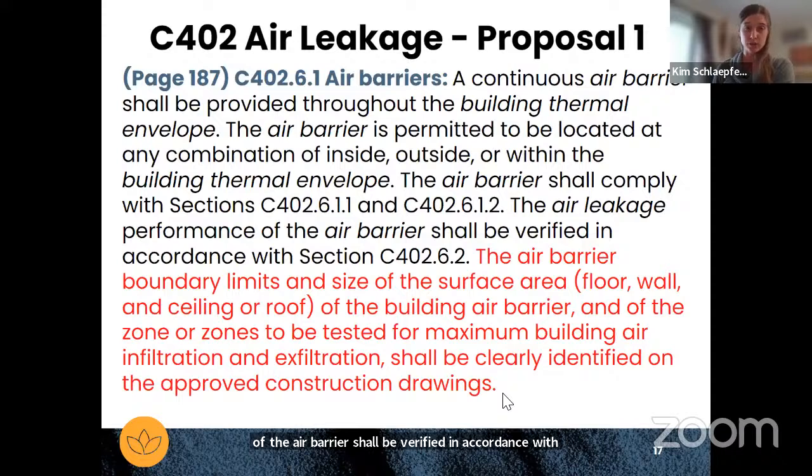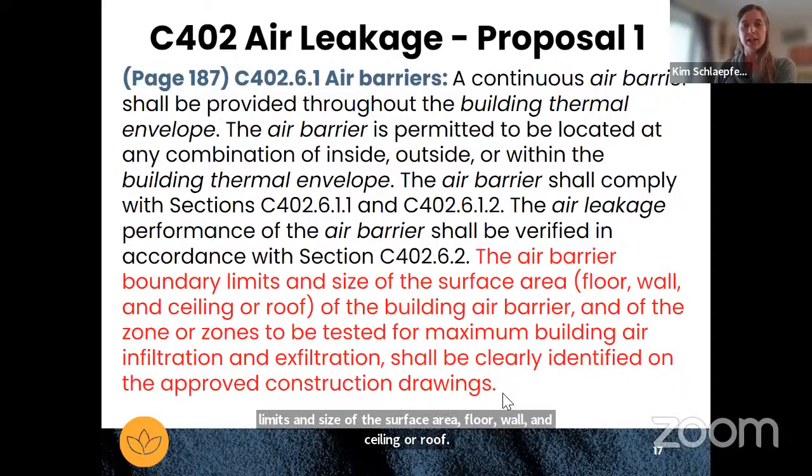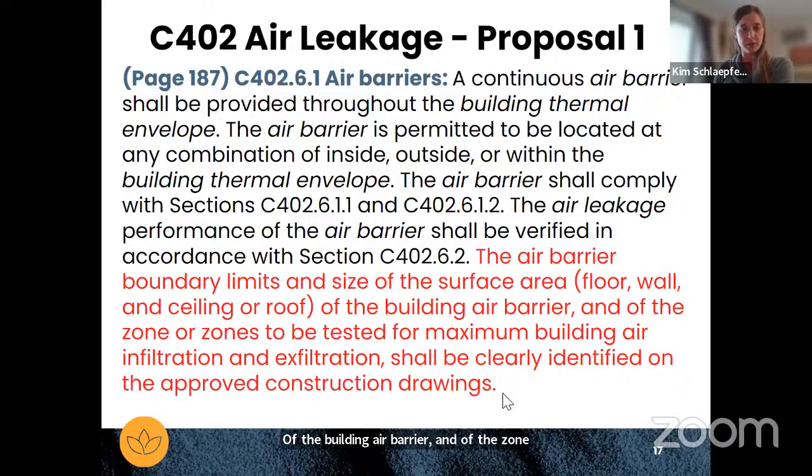The added language suggestion from the board: the air barrier boundary limits and size of the surface area, floor, wall, and ceiling or roof of the building air barrier and of the zone or zones to be tested for maximum building air infiltration and exfiltration shall be clearly identified on the approved construction drawings.